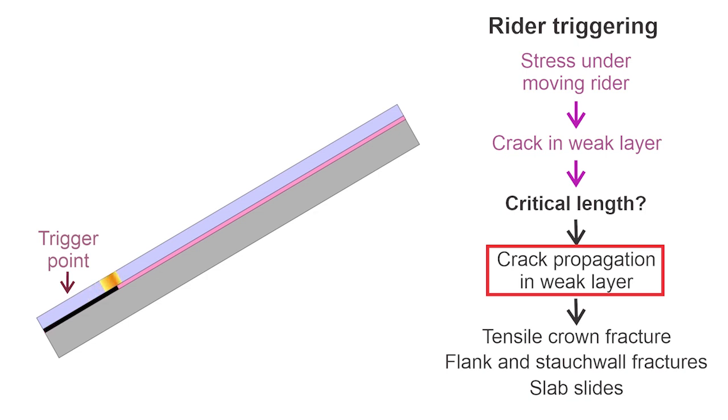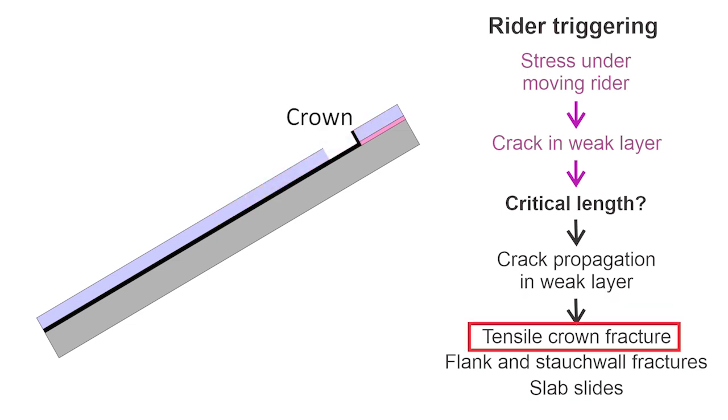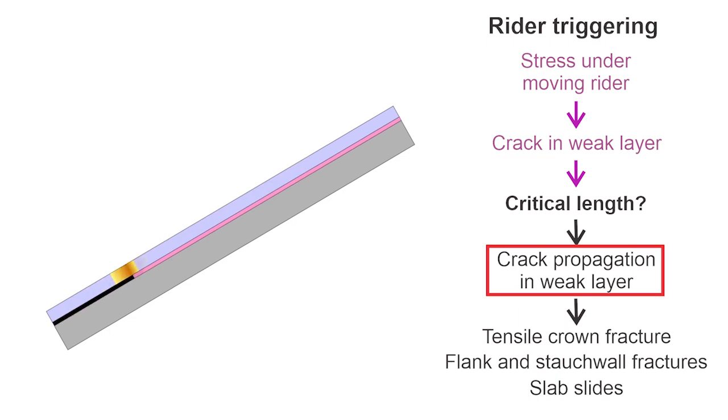The propagating crack in the weak layer briefly creates tension in the slab, which drives crack propagation under the slab, and then the brittle crack through the slab, called the crown fracture. But this slab tension occurs at a late stage of dry slab avalanche release. It does not exist before the rider entered the start zone.